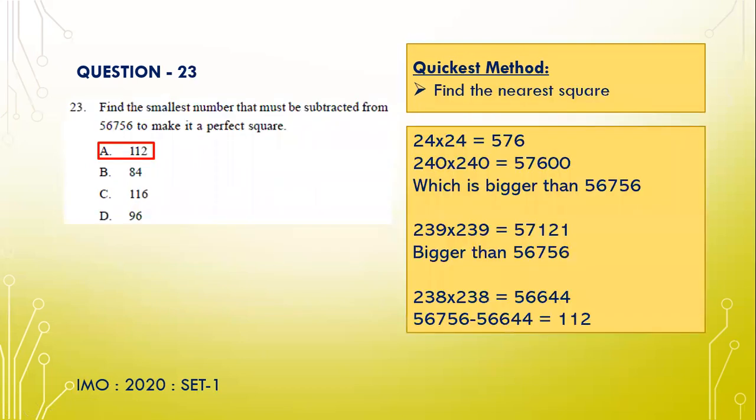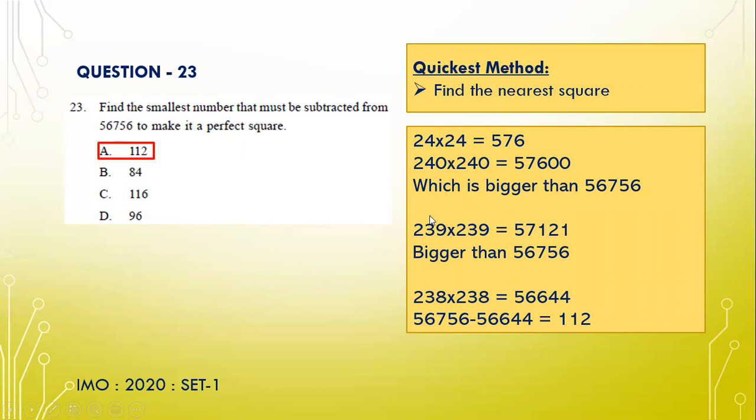Find the smallest number that must be subtracted from 56756 to make a perfect square. So let's take a wild guess. What is the square of 24? 24 into 24 is 576. So 240 into 240 is 57600. Again, this is more than 56756. So this cannot be the right answer.